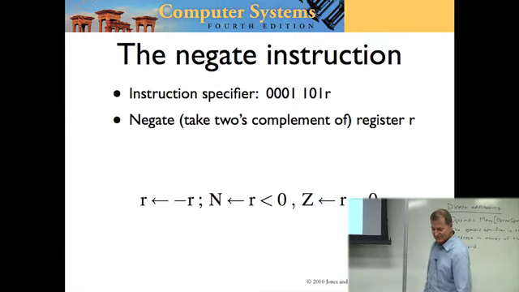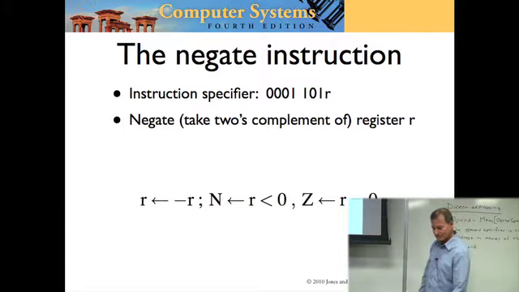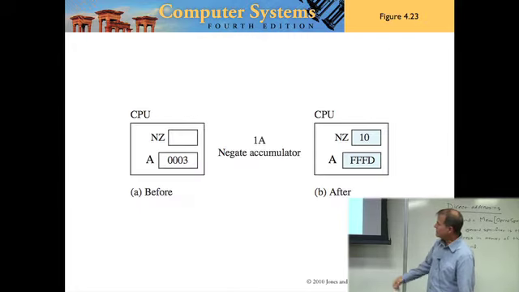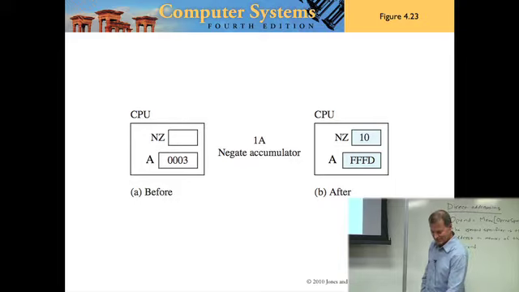And what is negate? It's also unary. You take the 2's complement, so R gets -R. It flips the bits and adds 1. So here's an example. Negate the accumulator 0003. Afterwards, what will it be? FFFD, because that's -3. Is everybody good? Now comes one that has the potential for much confusion.